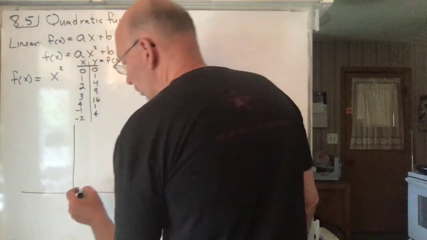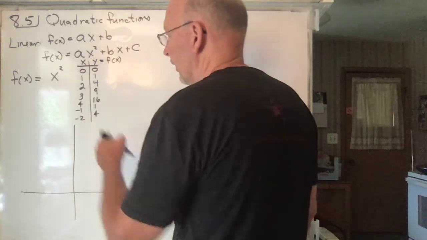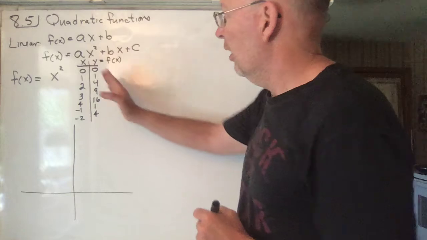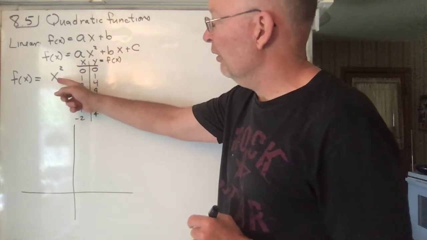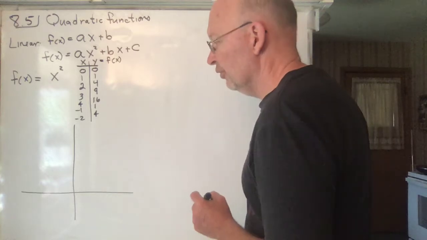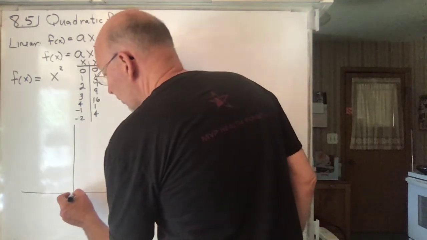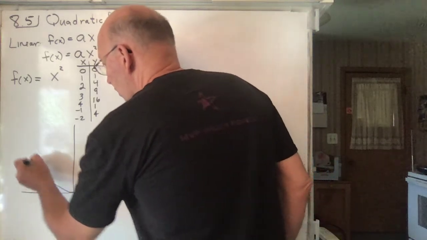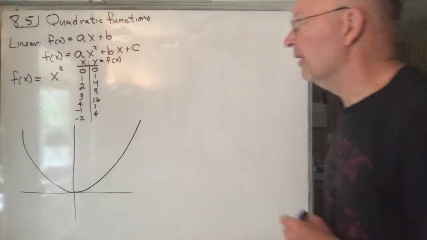So if you're to graph this, the graph ends up looking something like this. Of course, again, I throw in the easy numbers, but you can put in all sorts of numbers. The domain are all real numbers. You can put in any real number you want and square it. So the domain is all real numbers. And as you do, the numbers that come out graph into something like this. Okay, it's called a parabola.